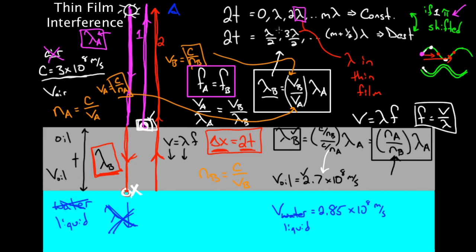So if we wanted to, this looks messy. I'm sorry about this, this looks horrible. We could turn this all into one super duper equation. Let's do that. All right, let's do this. So what do we know? We know for constructive, we should have 2t equals an integer, so m is 0, 1, 2, 3, times the wavelength in the oil or the thin film, but I don't want to solve for that every time. We already did it.